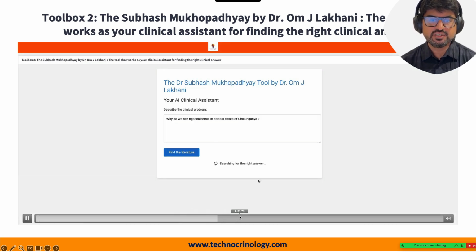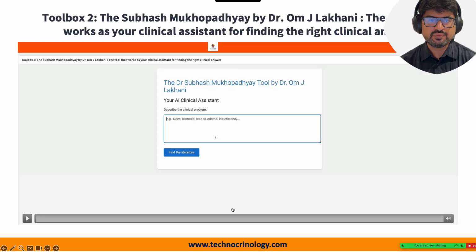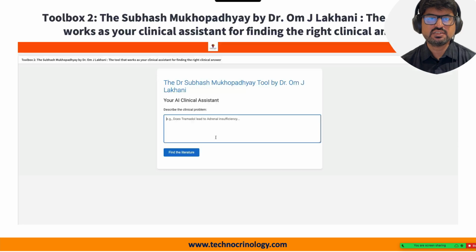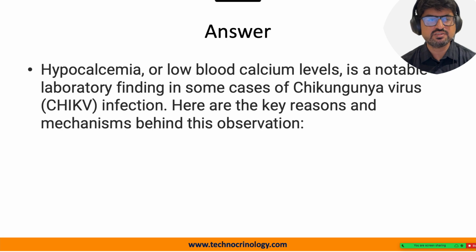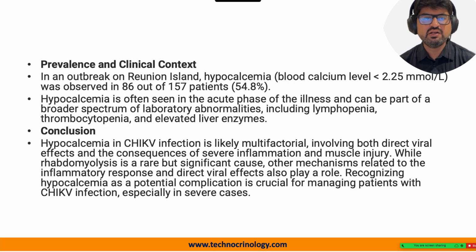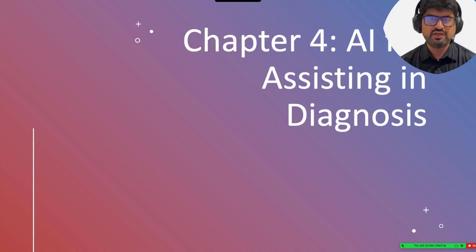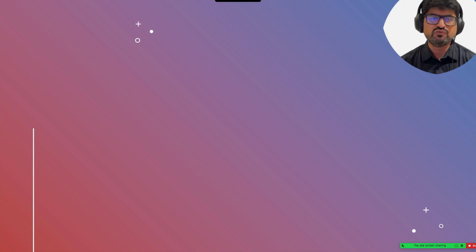You can see the answer which it has put. This was the prompt that I put: why do we see hypocalcemia in certain cases of chikungunya? You put this here, and it starts giving the answer. It says hypocalcemia is a notable finding in some cases of chikungunya. Here are the reasons: probably muscle injury, generalized inflammation, cytokine release, direct viral effects, prevalence and clinical context, and then a conclusion, and then it gives the references for all the answers. So this is basically the Subhash Mukhopadhyay tool. In the same way, you can use Perplexity also for the answer.